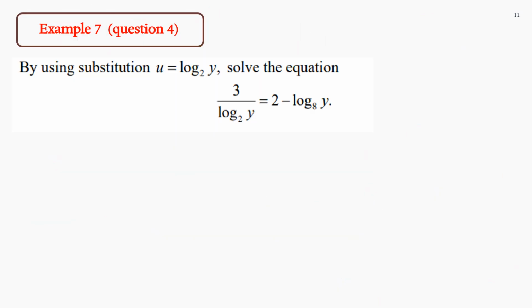Alright, example 7 is actually question 4 of your homework questions, and these questions we need to use a substitution method. Right, so we're going to substitute log y base 2 to be u. So we need to work on this first, because this expression is base 8. So we need to apply change of base to change it to base 2.